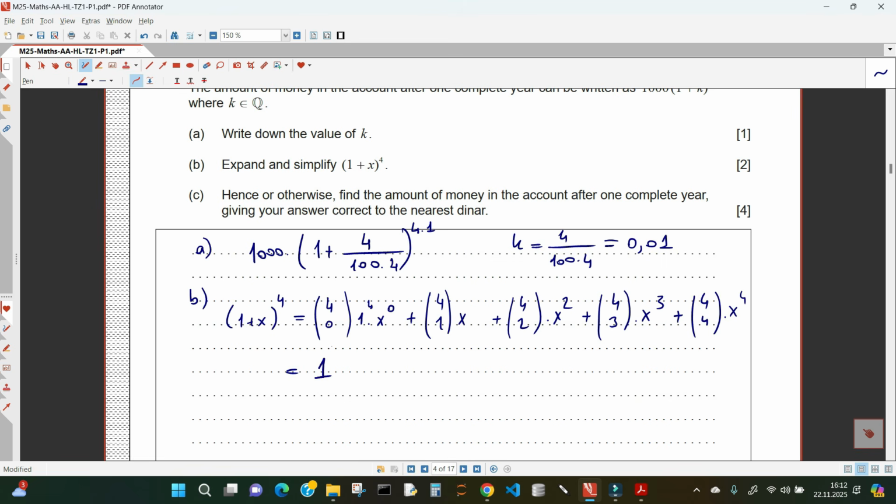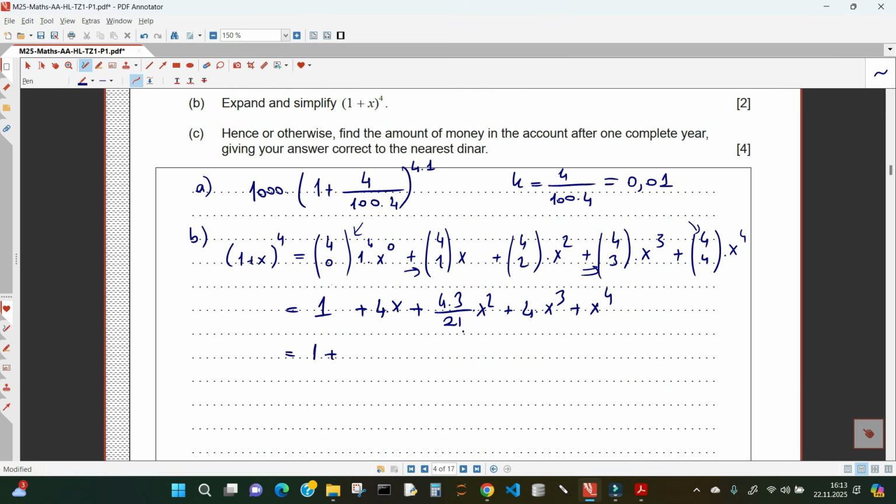The first one is going to be 1, and 4 choose 1 is 4 times x, plus 4 choose 2, which means 4 times 3 over 2 factorial times x squared, plus 4 choose 3, which is equal to 4 choose 1 by the symmetry property of combinations, so you can write 4 times x cubed, plus 4 choose 4, which is the same as 4 choose 0, so it's going to be 1 again, and x to the power of 4.